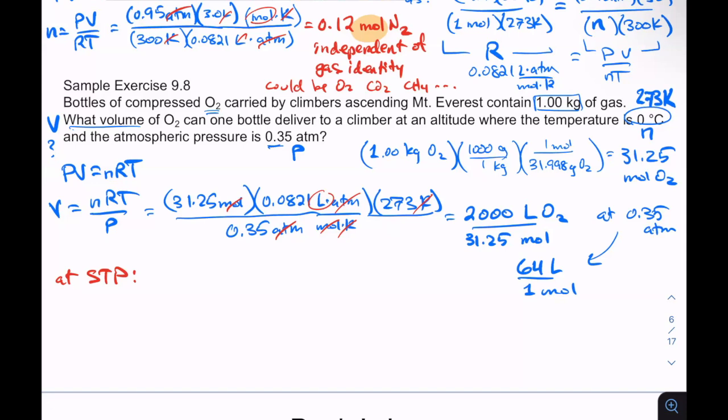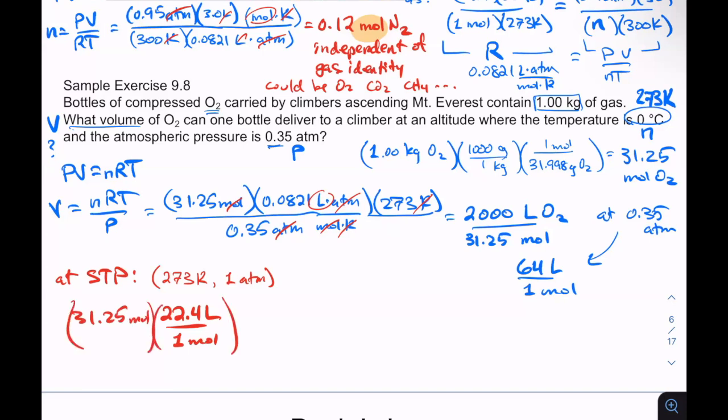Because we know that at standard temperature and pressure, which is what again? 273 Kelvin and 1 atmosphere. Under those standard conditions, what's the volume of 1 mole of gas? 22.4 liters per 1 mole, but we're still working with 31.25 moles. Look at this number: at the top of the mountain, we had 64 liters per 1 mole. At standard temperature and pressure, it's only 22.4 liters per mole. So the same number of moles is going to occupy a much smaller volume. If you multiply these together, you get only 700 liters of O2.